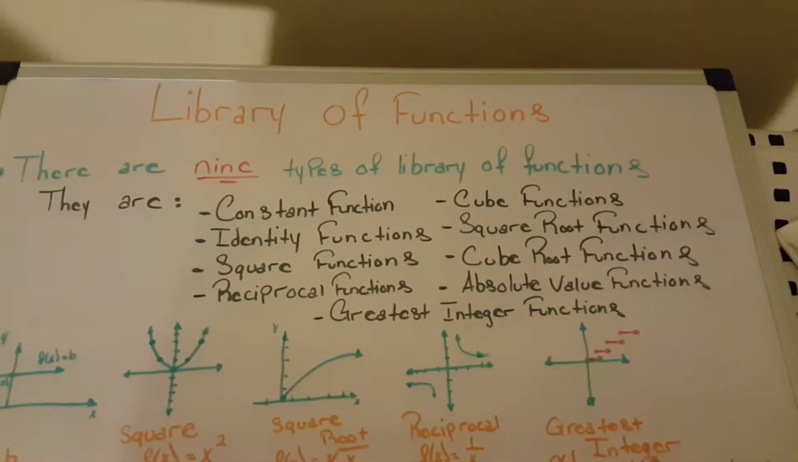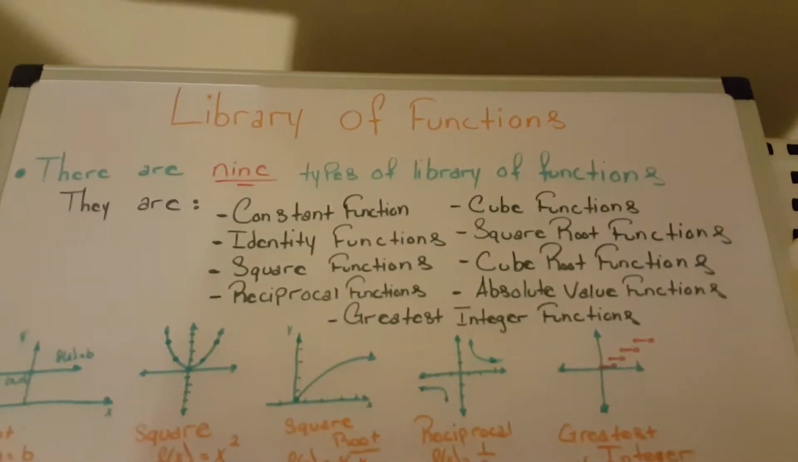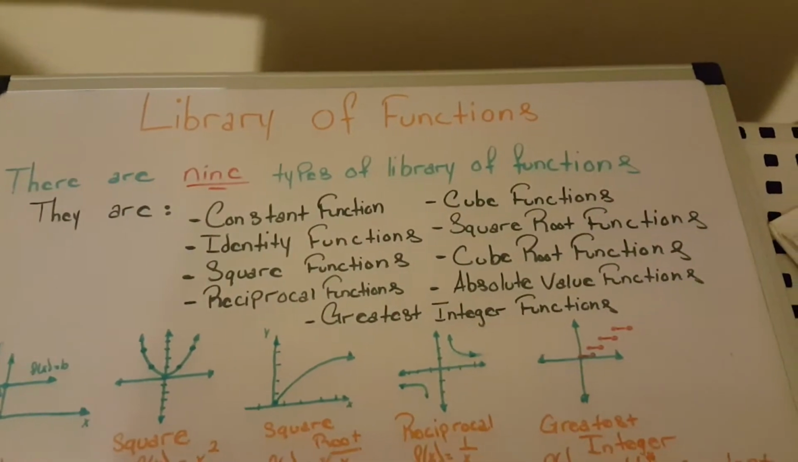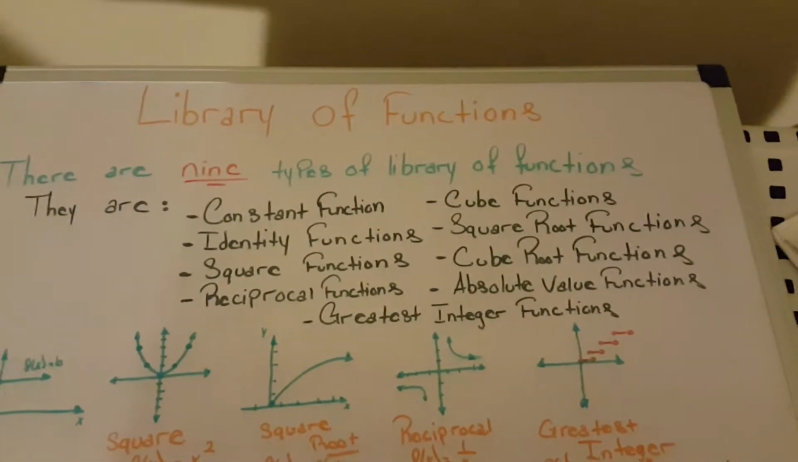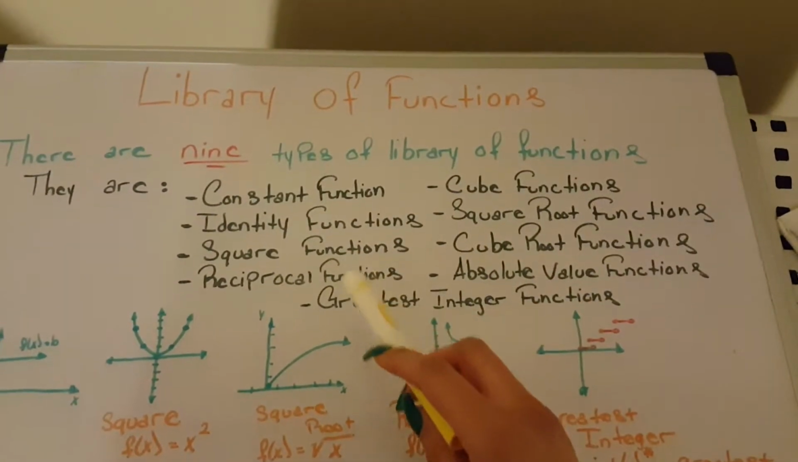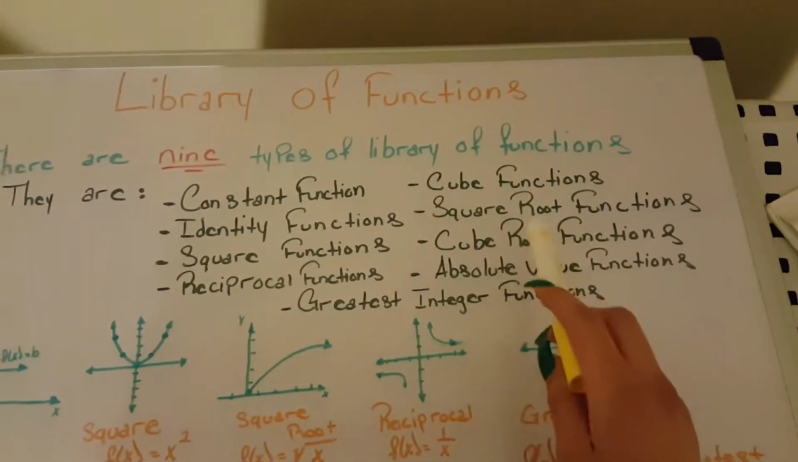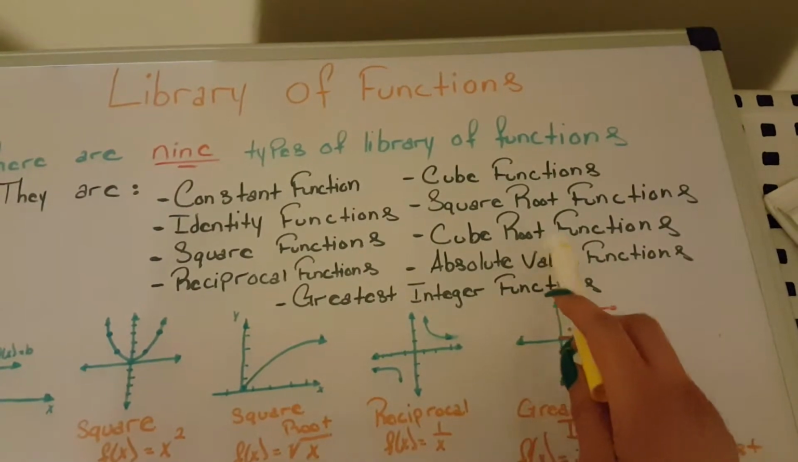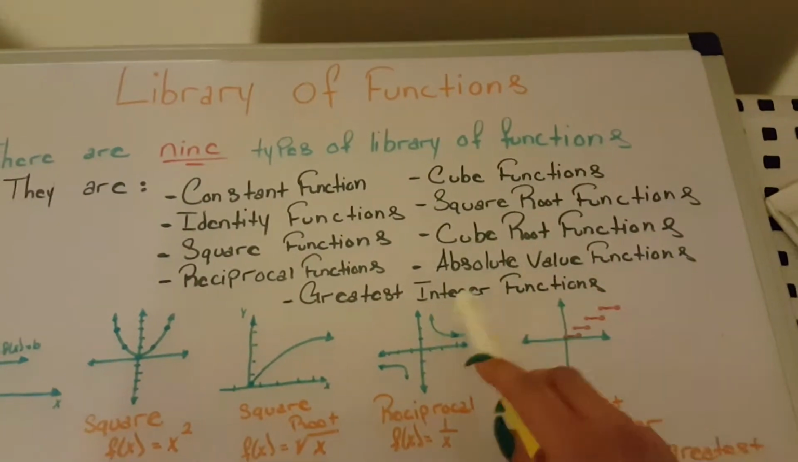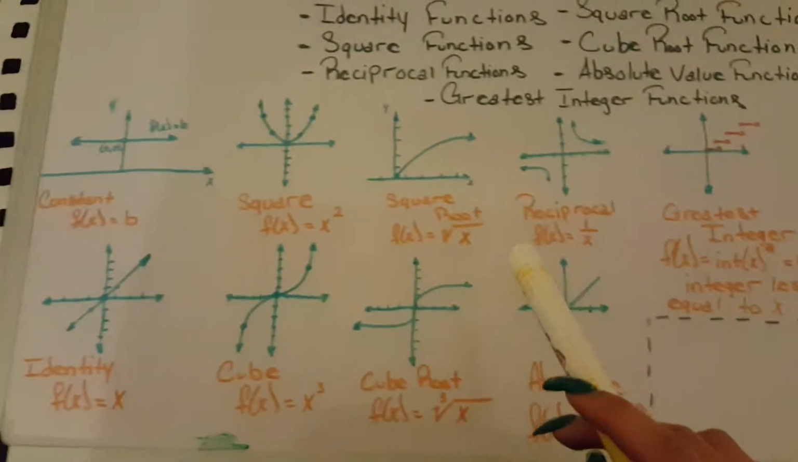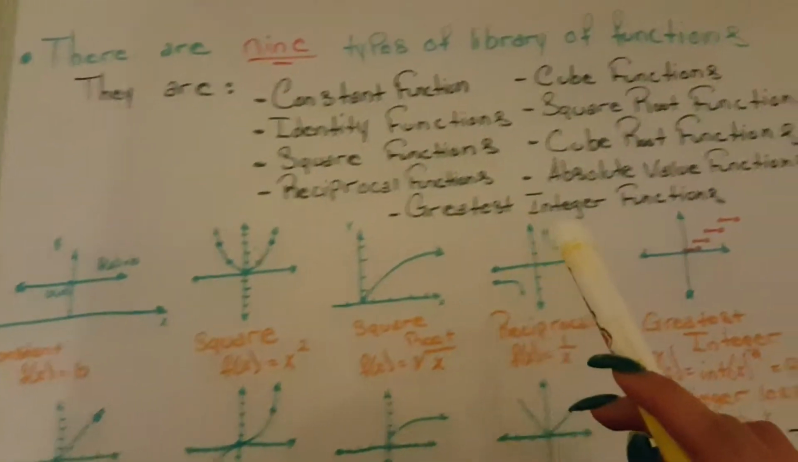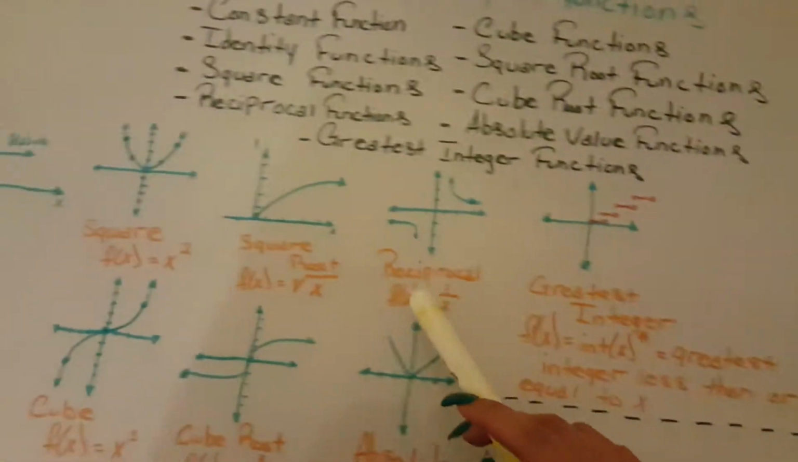Today I'm going to show you the topic of library of functions. I'm going to discuss the 9 types of library of functions, which are constant, identity, square, reciprocal, cube, square roots, cube roots, absolute value, and greatest integer functions. So basically, I have a little pictorial display of what all of these types of functions are supposed to look like on the graph, including all of their equations.